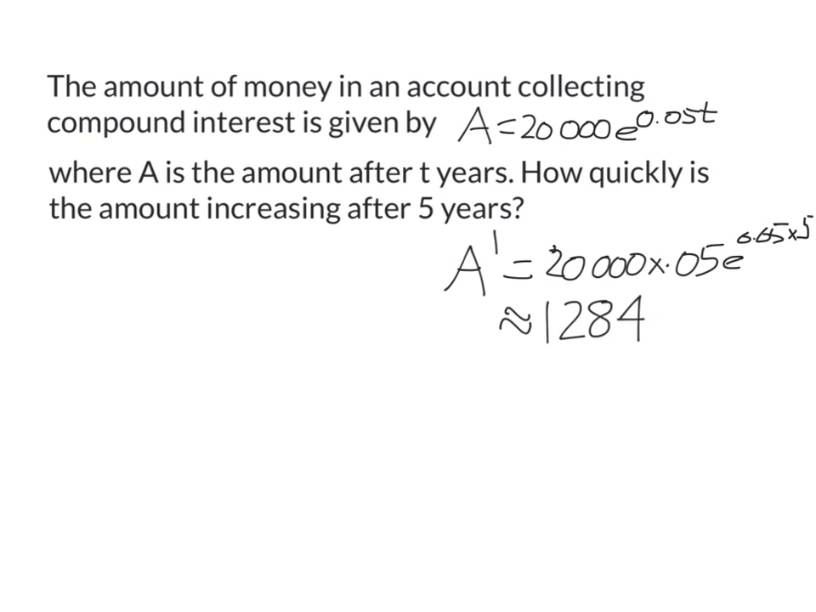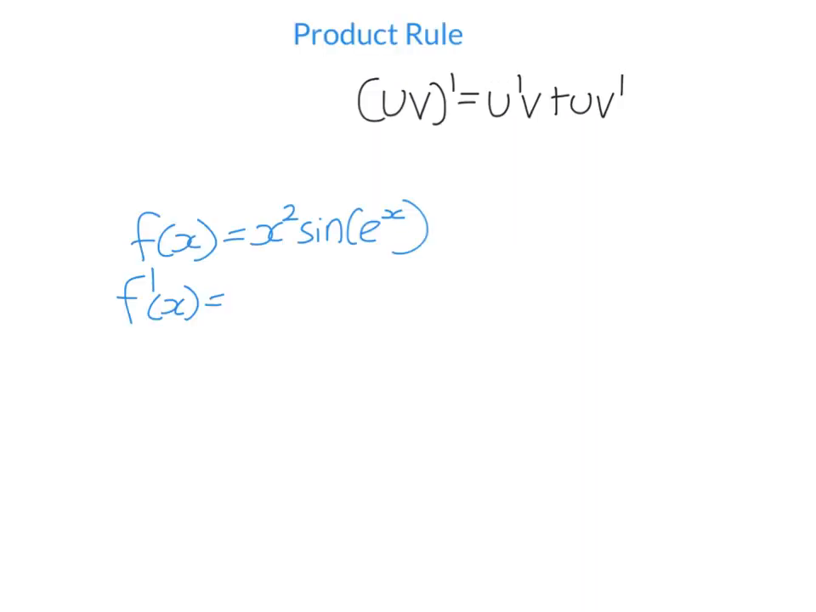All right, let's now look at the product rule. So we also looked at the product rule. That's what you use when you have a function of x multiplied by another function of x. This formula here says when you have a function of x times a function of x and you want to differentiate it, it's just the derivative of the first times the second plus the first times the derivative of the second.